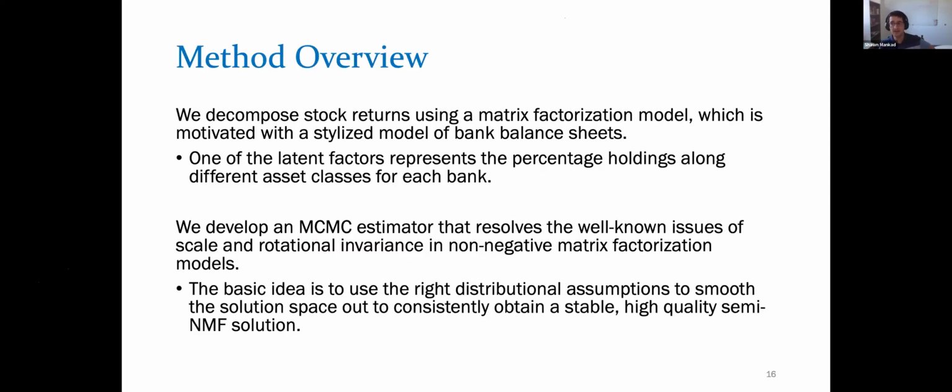The way we actually do the estimation is with Bayesian methodology. So we do an MCMC estimator. From a statistical point of view, it's very standard stuff. But there is a nice thing that I'll get to, which is that in matrix factorization, and in non-negative matrix factorizations in particular, there's a rotational and scale invariance problem. Through the way we set up the factorization and the estimation technique that we use, we resolve these issues. So it's a nice technical contribution as well.